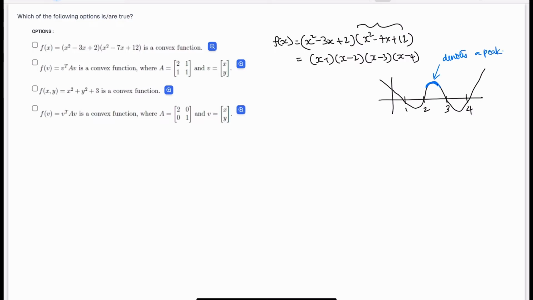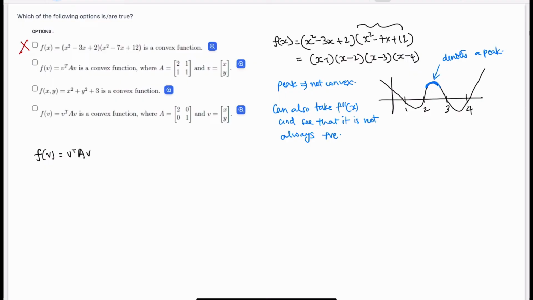So this is actually a peak, okay? And whenever we have a peak, that means that the function is not convex, okay? And if we have a trough, that means it is convex. So the first option is not convex. Now let's look at the second one. Before that, let me also say that we can also take the double derivative of f and see if it is always positive. If it is not always positive, it means it is not convex. You can try it out by yourself if required. In the second option, we have that f(v) is a vector, okay?